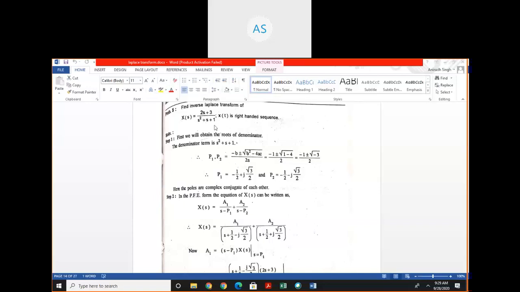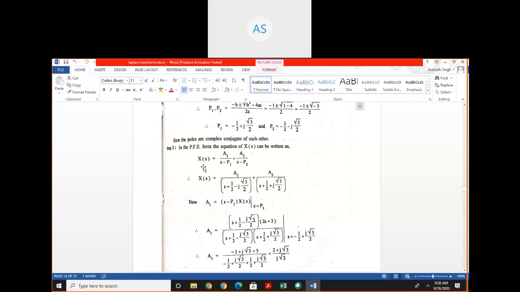First, this is a quadratic equation. Find the roots of this quadratic equation by using this formula. We find the roots of s square plus s plus 1. P1 is equal to minus half plus j root 3 divided by 2, and P2 is equal to minus half minus j root 3 by 2, using this formula. Here both are complex conjugates of each other.